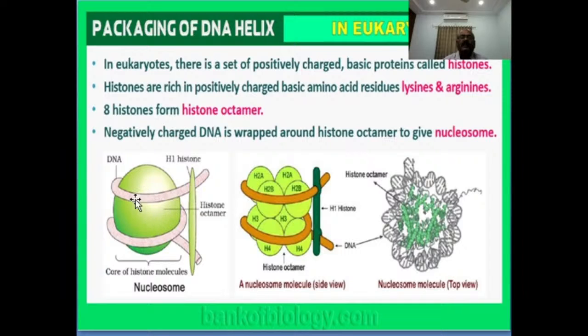So, this is the histone core. This is DNA wrapped 2 turns. This is 1 turn and this is 1 turn. Here 1, 2, 3, 4, 5, 6, 7, 8, 8 histones are there. That's why it is called a histone octamer. Four types are there: H2A, H2B, H3, H4. Two of each type: 2 H2As, 2 H2Bs, 2 H3s, 2 H4s are there.